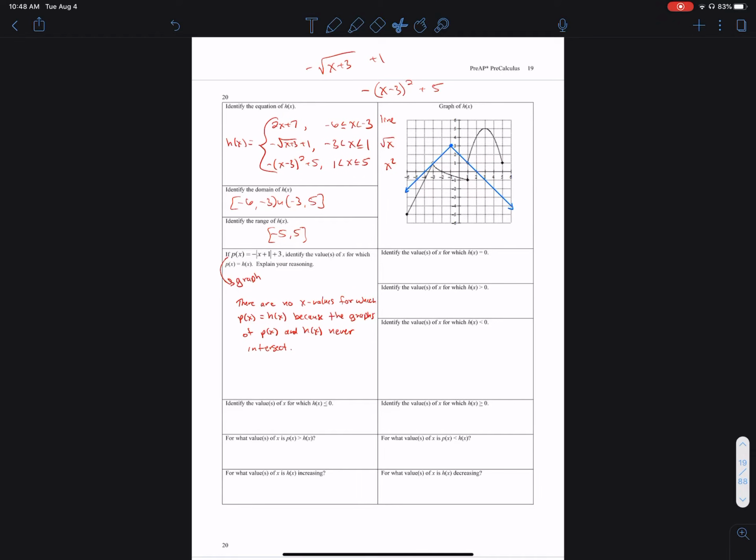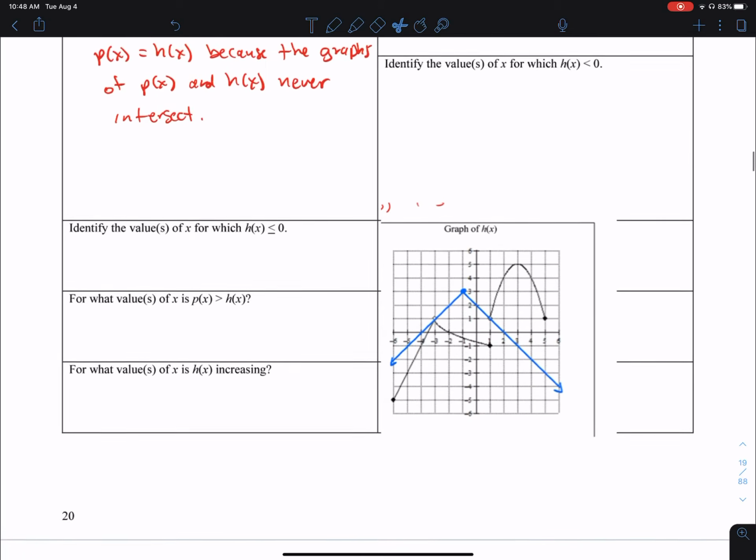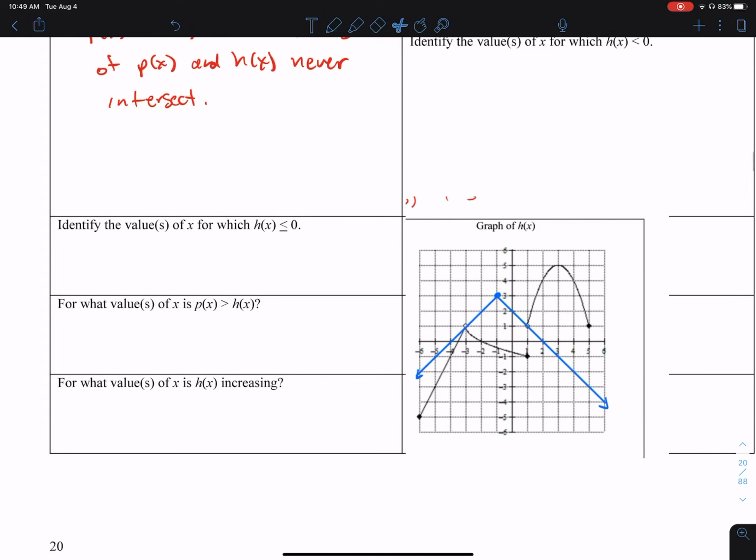I'm just going to pull this picture down here so I can see this better. Identify the values of x for which h of x is less than 0. So h of x is this black one once again. It is not the blue one. It is less than 0 from negative 6 to negative 3.5 and from negative 2 to 1.